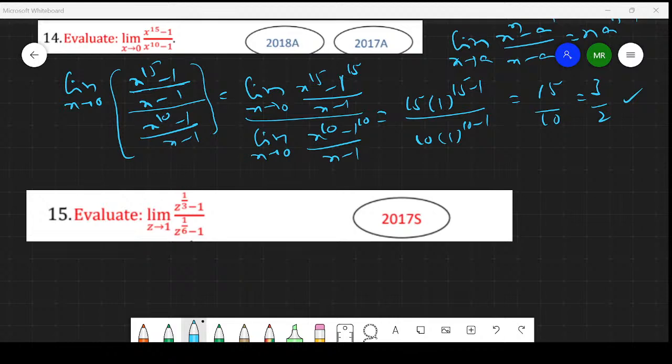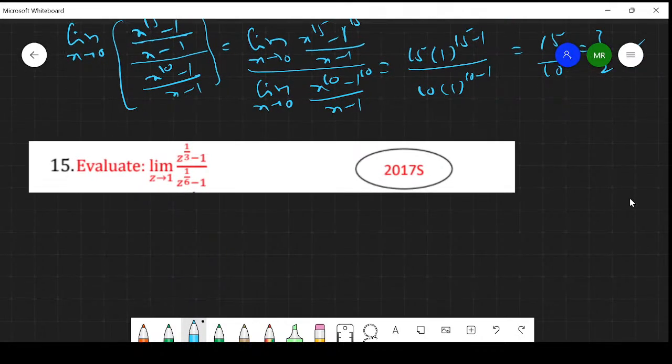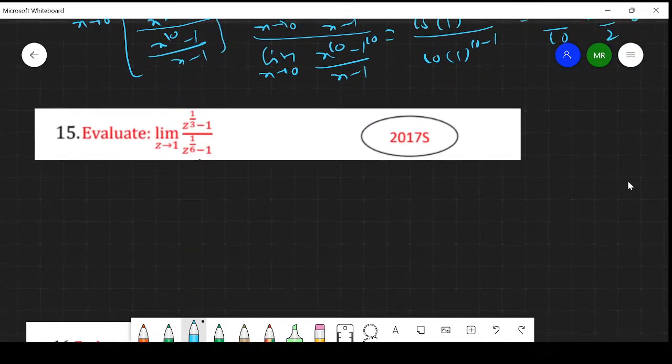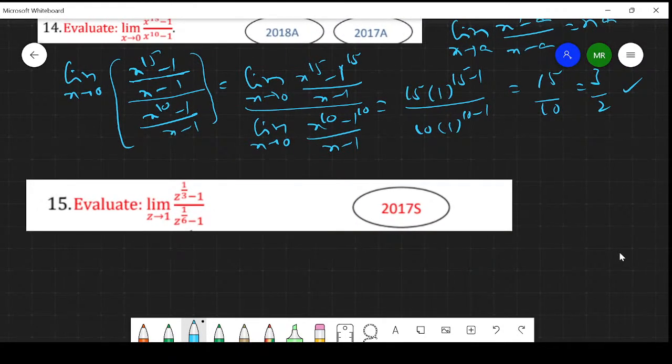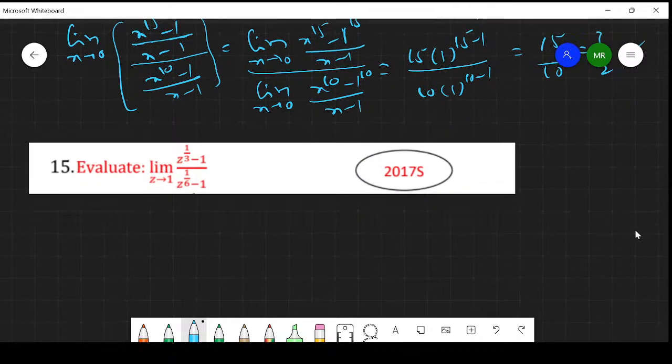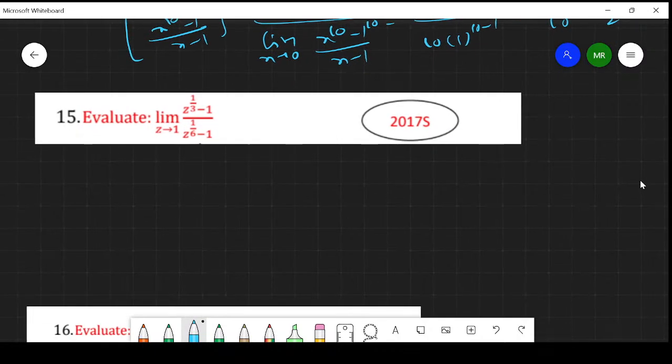Yeah, now you can see the next one. Evaluate limit z tends to 1, z power 1 by 3 minus 1 by z power 1 by 6 minus 1. Same concept like the previous one, how you have done. The concept is the same. What can you do here?